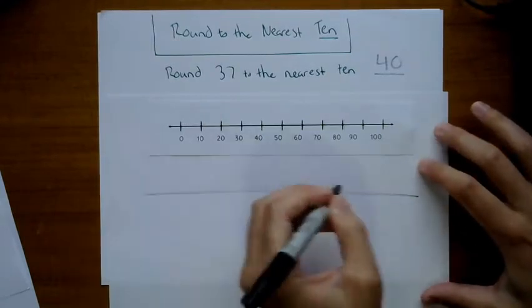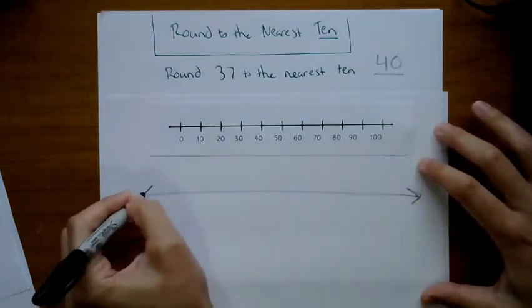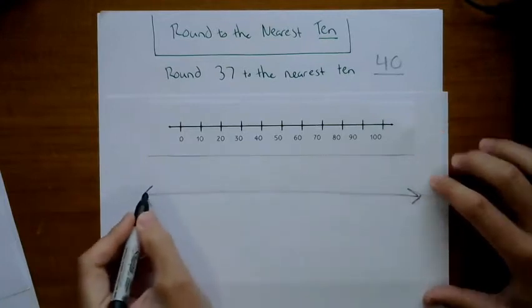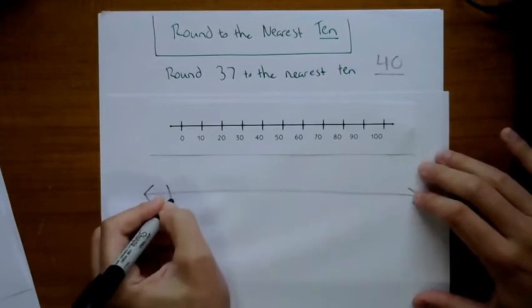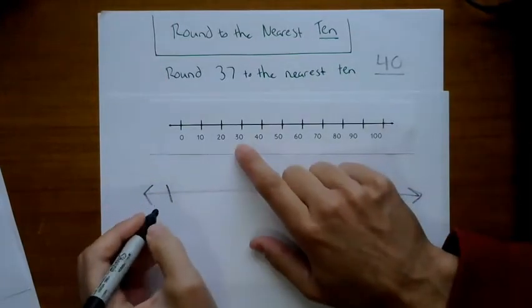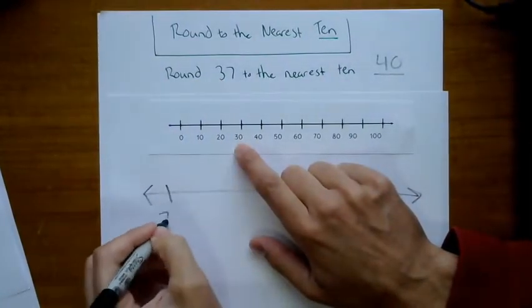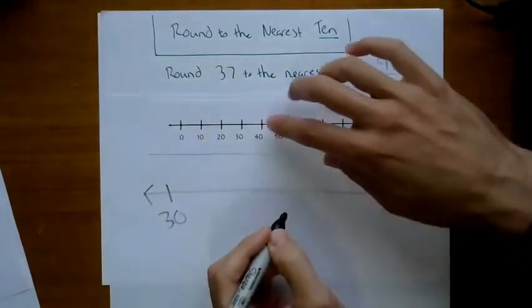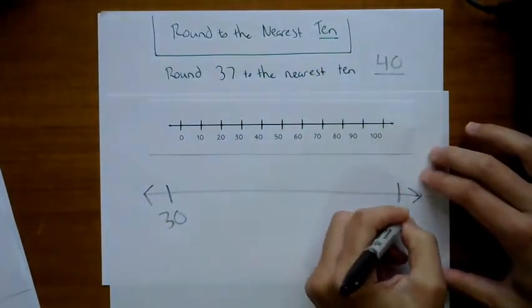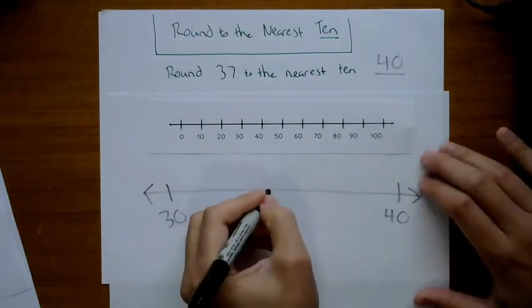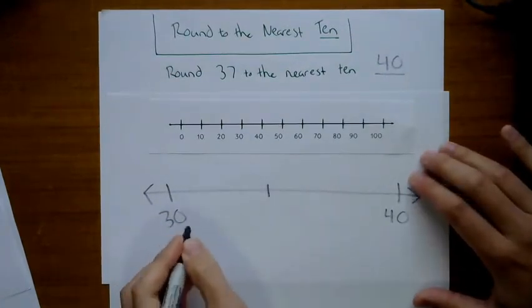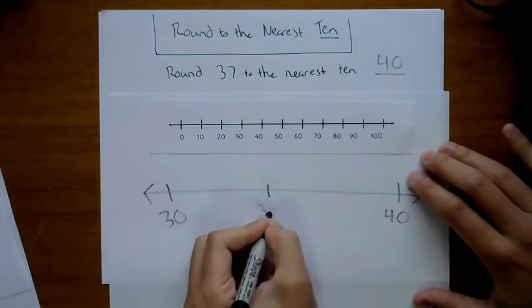On a piece of paper, you can make your own number line very quickly. Just make a line with two arrows. The arrows show that the numbers keep going in both directions. And then we know that 37 fits between 30 and 40. So you put a line at each end and put 30 at one end and 40 at the other end. Then it's important when rounding to know what's right in between them, and that's 35.